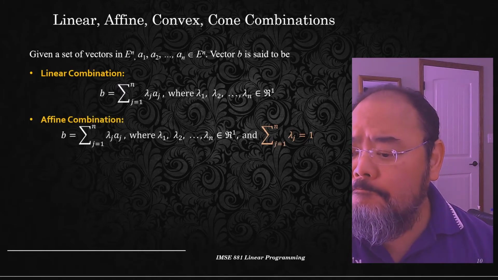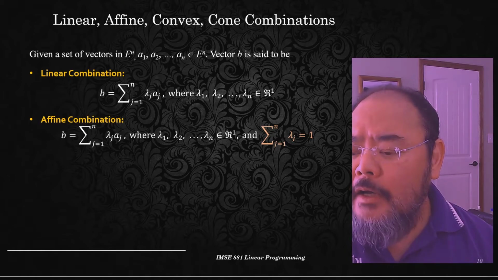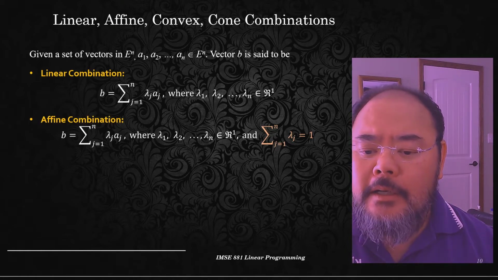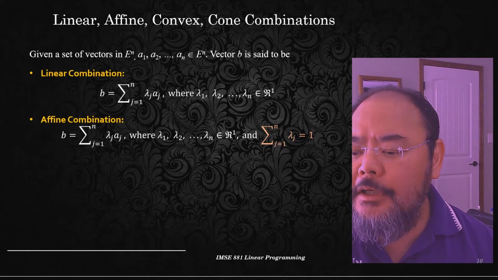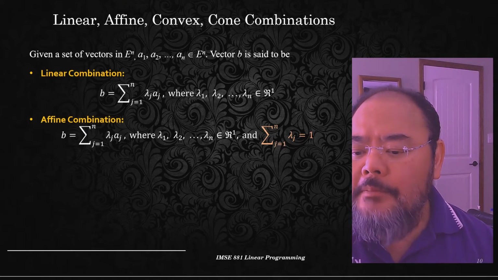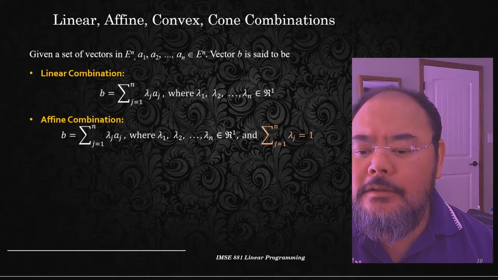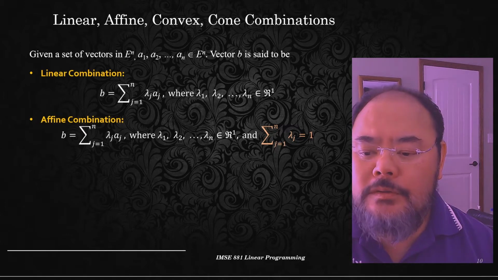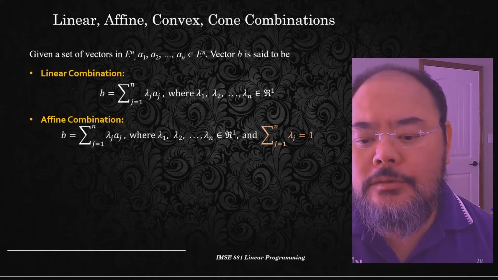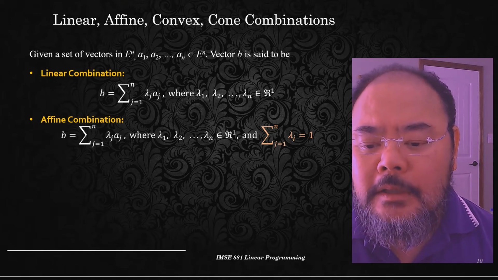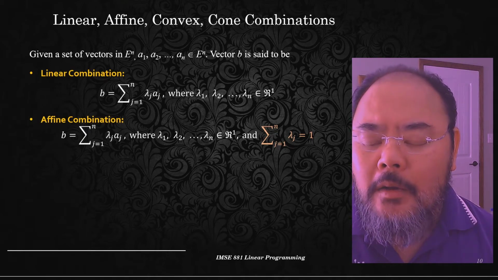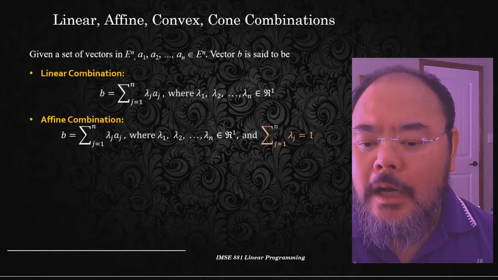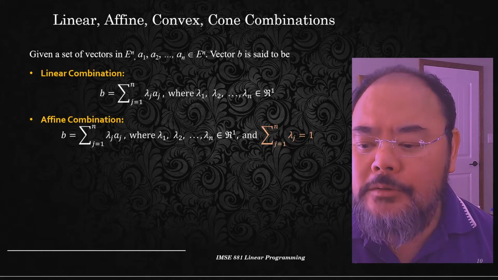Second, we call it an affine combination. The affine combination represents B equals the summation of lambda j times Aj, where lambda 1 to lambda n are real numbers. However, we have an additional constraint, which is that the summation of lambda equals 1. And we're going to show you later on how these two are geometrically different.